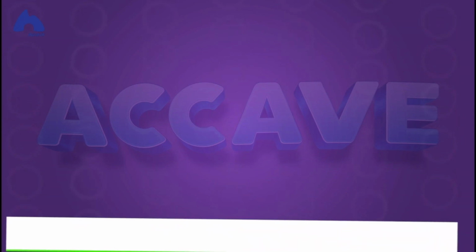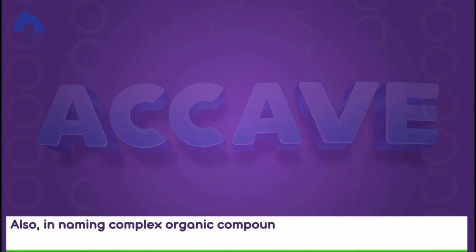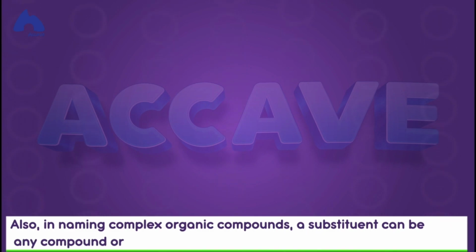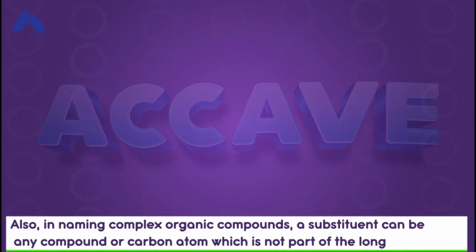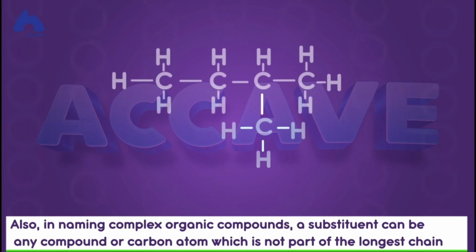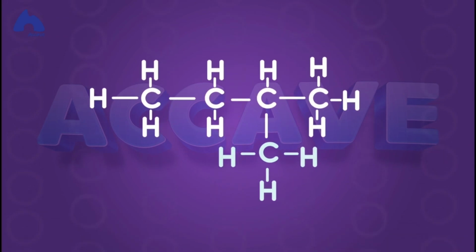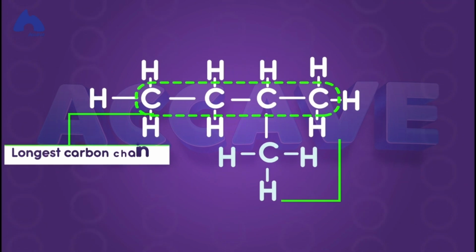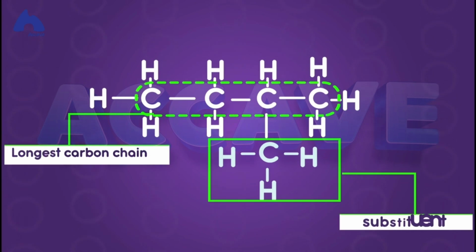Also, in naming complex organic compounds, a substituent can be any compound or carbon atom that is not part of the longest chain. You can see it from here. When you look at this structure here, you can identify that this is the longest chain. That means this CH3 here is a substituent.